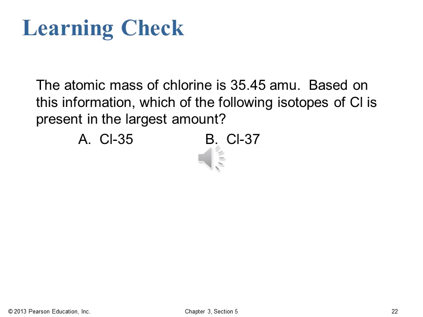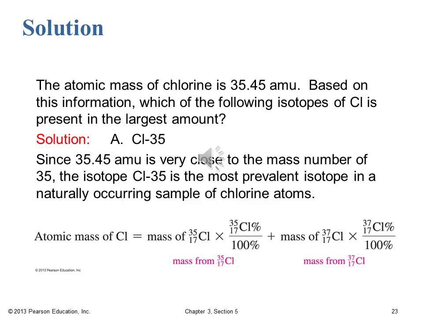Alright, so as promised, here's another learning check, a final learning check for this subtopic on isotopes and atomic mass. And this learning check tells us that the atomic mass of chlorine is 35.45 atomic mass units. Based on this information, which of the following isotopes of chlorine is present in the largest amount? Is it A, chlorine 35, or B, chlorine 37? So hopefully you've already made your choice. Otherwise, pause the video now and we'll see how you did.